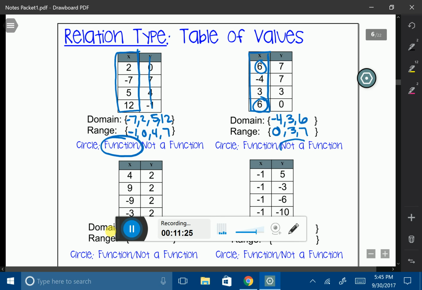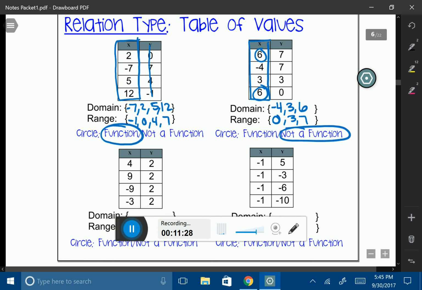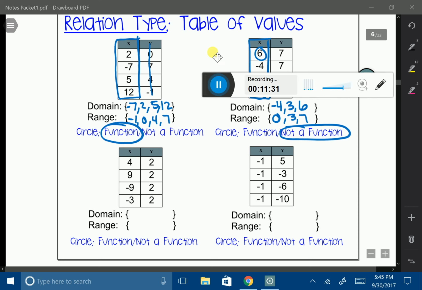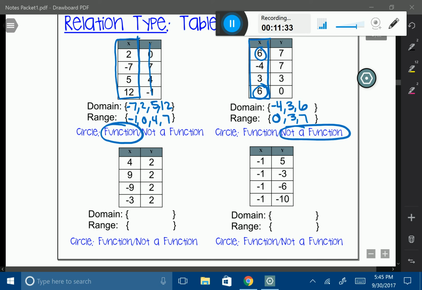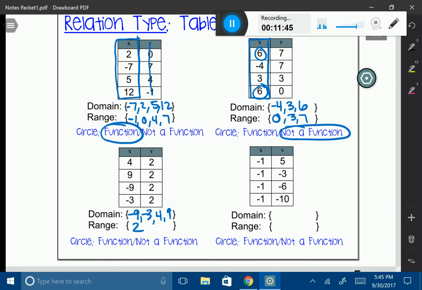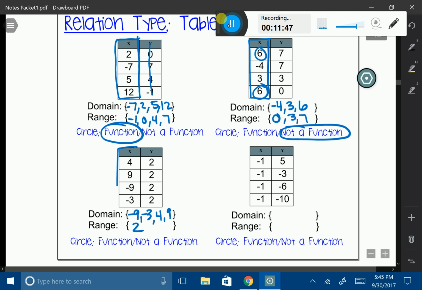All right, let's look at some of the bottom tables. My domain in this one looks like -9, -3, 4, and 9. And then my range just looks like one number, just 2. That's all. Now, it's okay that my y is repeating. It doesn't matter. I'm only looking at my x values. And you can see that they don't repeat. 9 and -9 are not repeated values, and therefore this is a function.